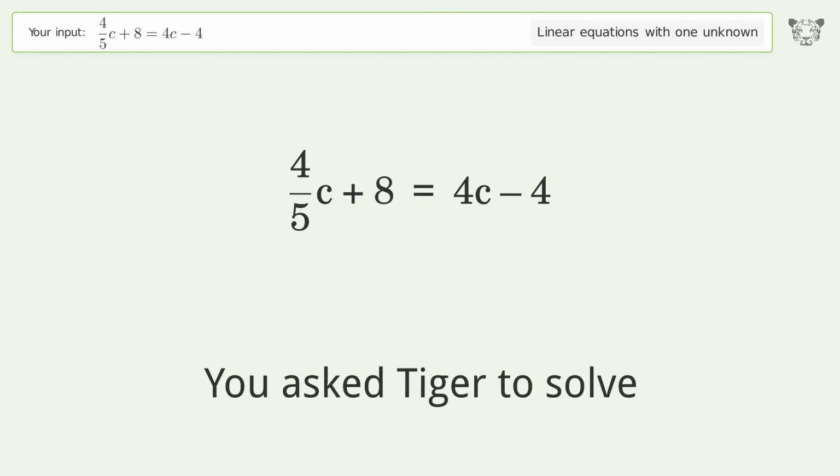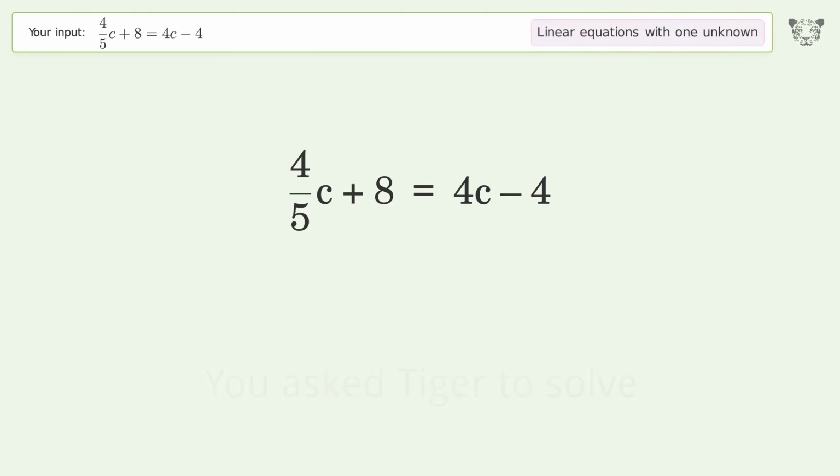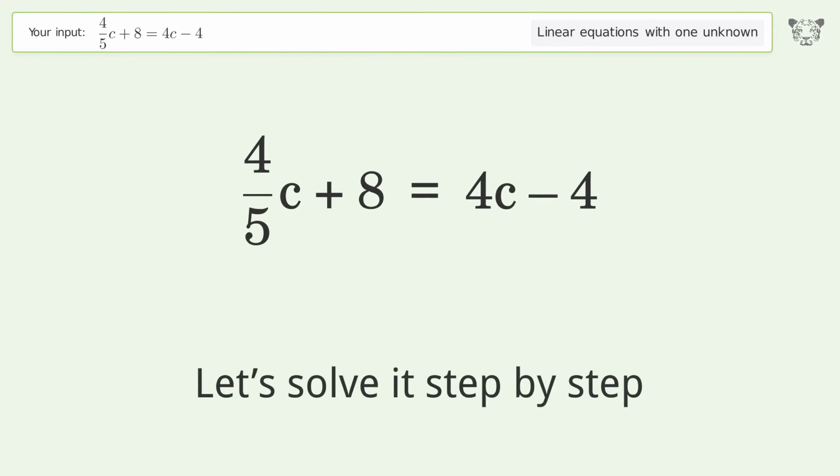You ask Tiger to solve. This deals with linear equations with one unknown. The final result is c equals 15/4. Let's solve it step by step.